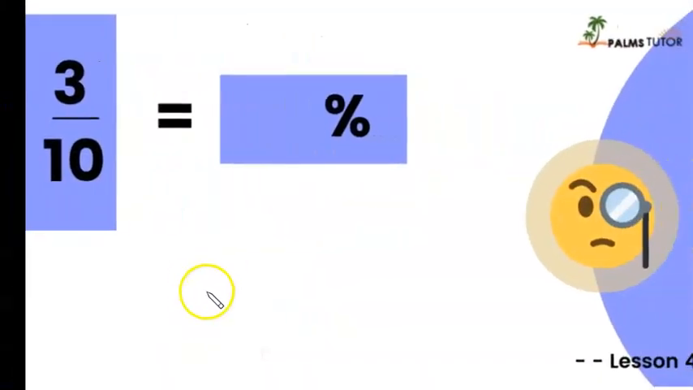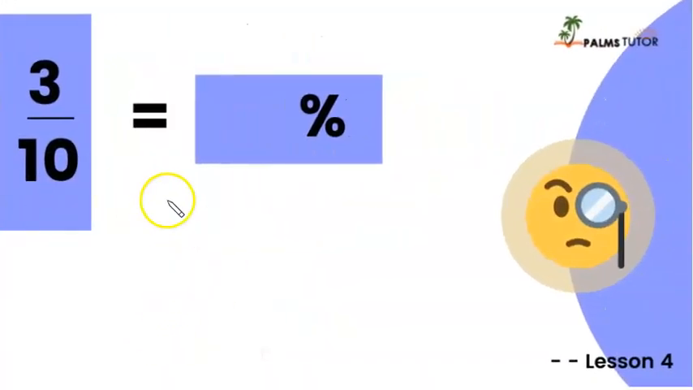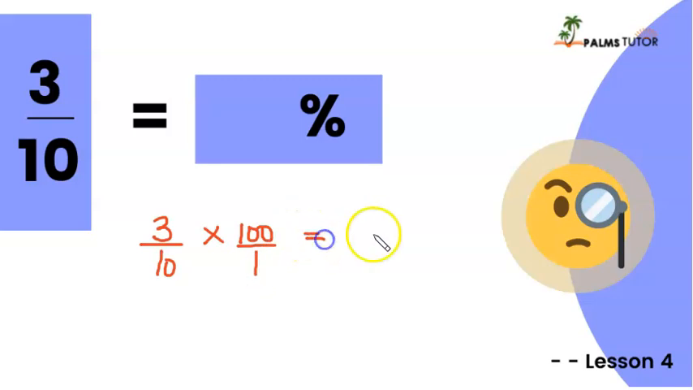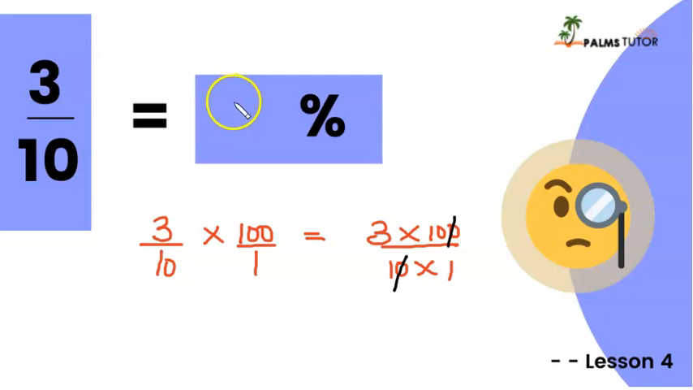3 over 10 as a percentage. So we would have 3 over 10 multiplied by 100 over 1. Let's put this together. So we have 3 times 100 over 10 times 1. Can we divide anything? Oh yes, 0 cancels 0. So we have 3 times 10, which is what? 30%. Okay? So 3 over 10 is actually 30%.